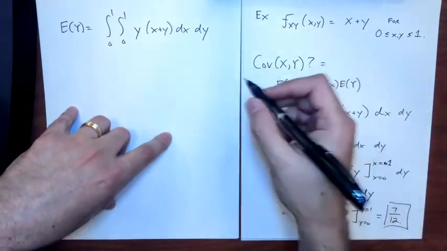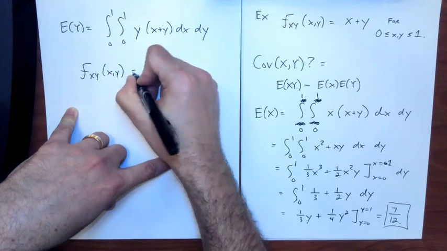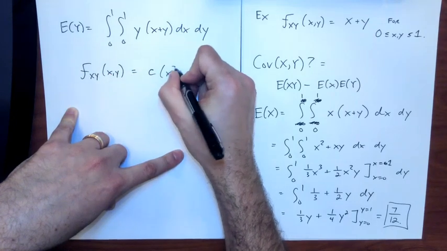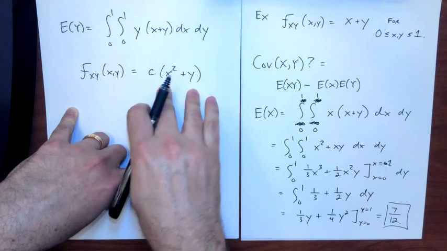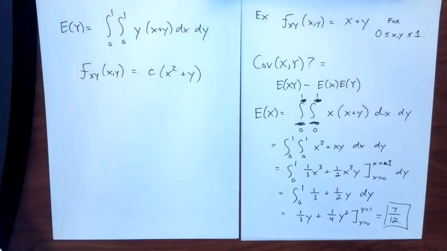But if I had something different, where suppose that my PDF was something like some constant times x squared plus y, where the terms were different, I definitely get something different, right? So yes, don't assume that it's always going to be the same for sure. Other questions?